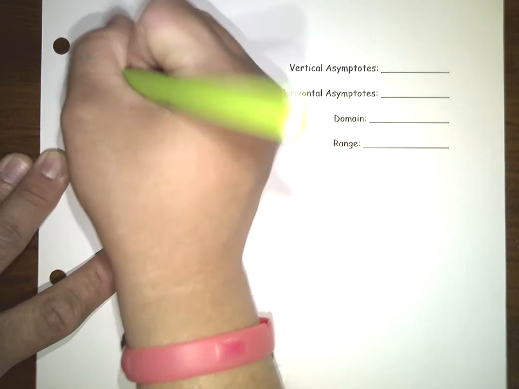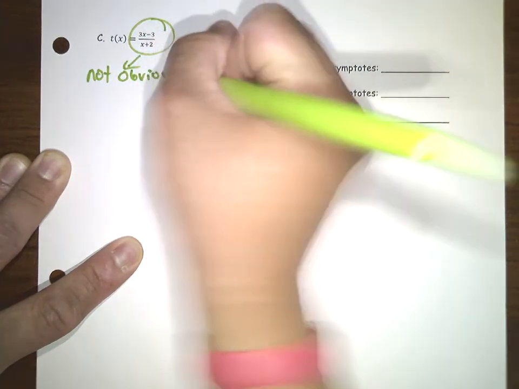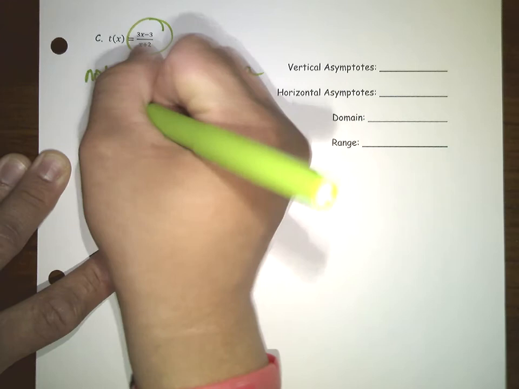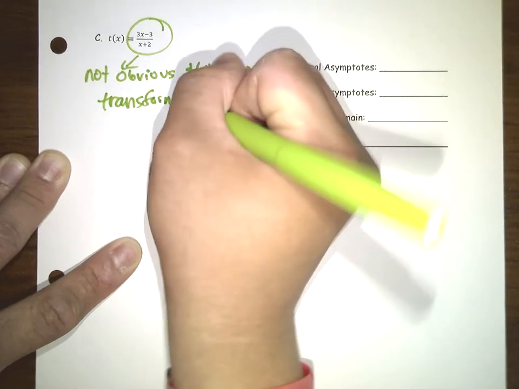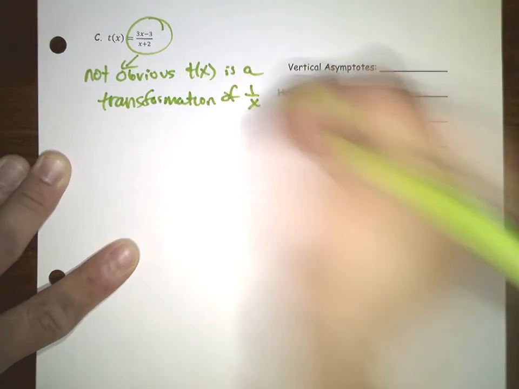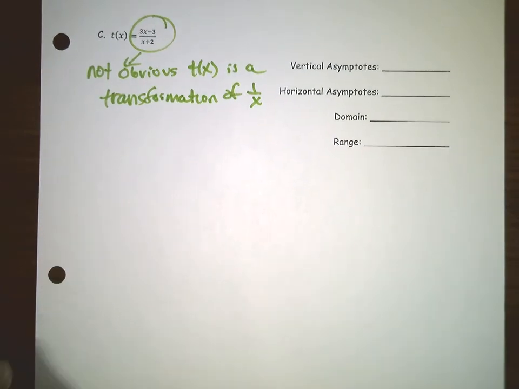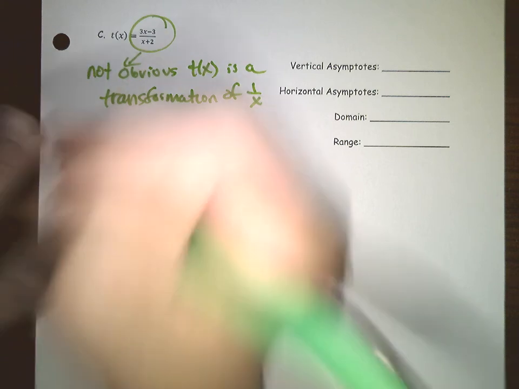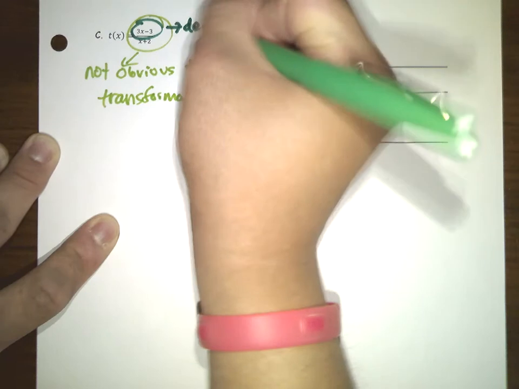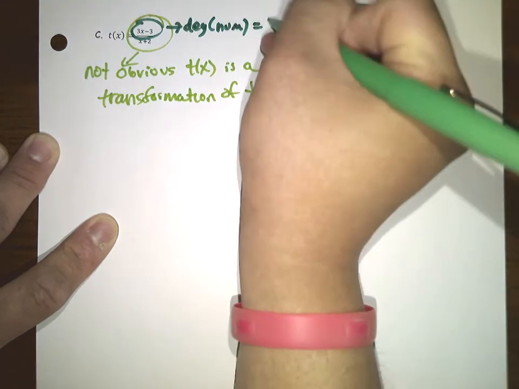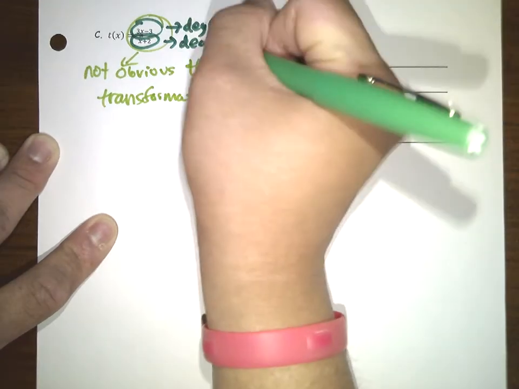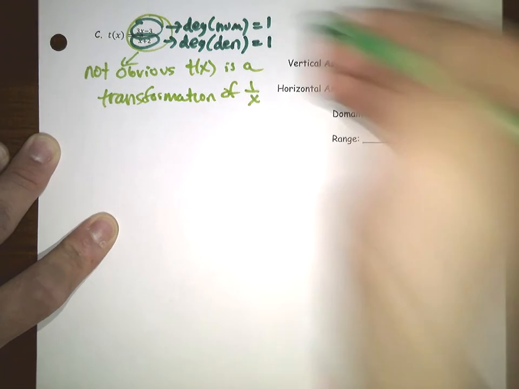It's not obvious that t of x is a transformation of 1 over x. Now I do want to tell you a couple of things that would be important here: the degree of the numerator is equal to 1, and the degree of the denominator is equal to 1.